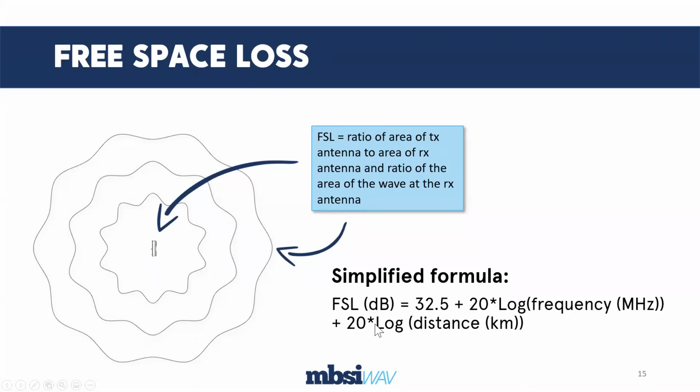So for example, at 3,650 megahertz, at 1 kilometer, I had 104 dB of path loss. At 2 kilometers, I will have 110 dB of path loss. At 4 kilometers, I will have 116 dB of path loss. And if we change the frequency, then we're going to either increase or decrease by that amount as well. So this is pretty easy to figure out.